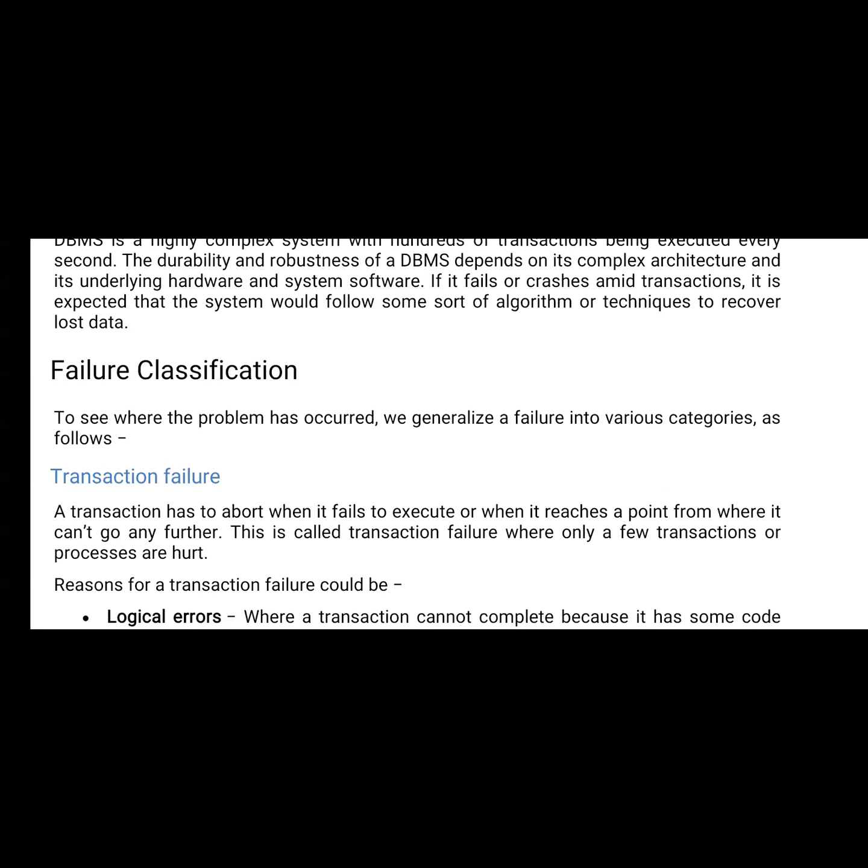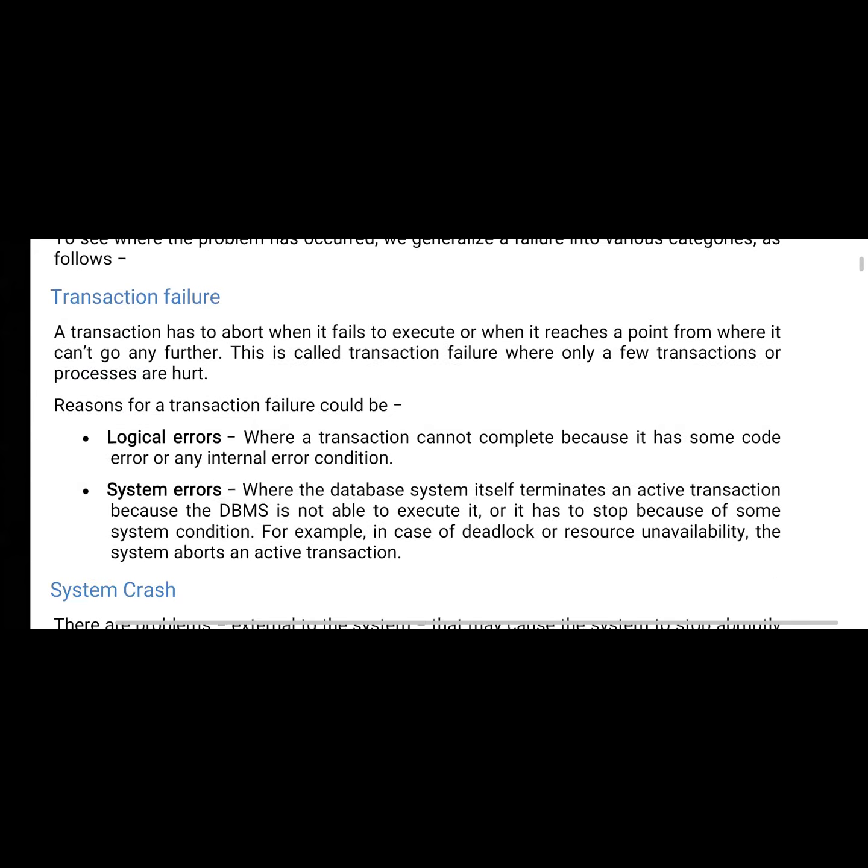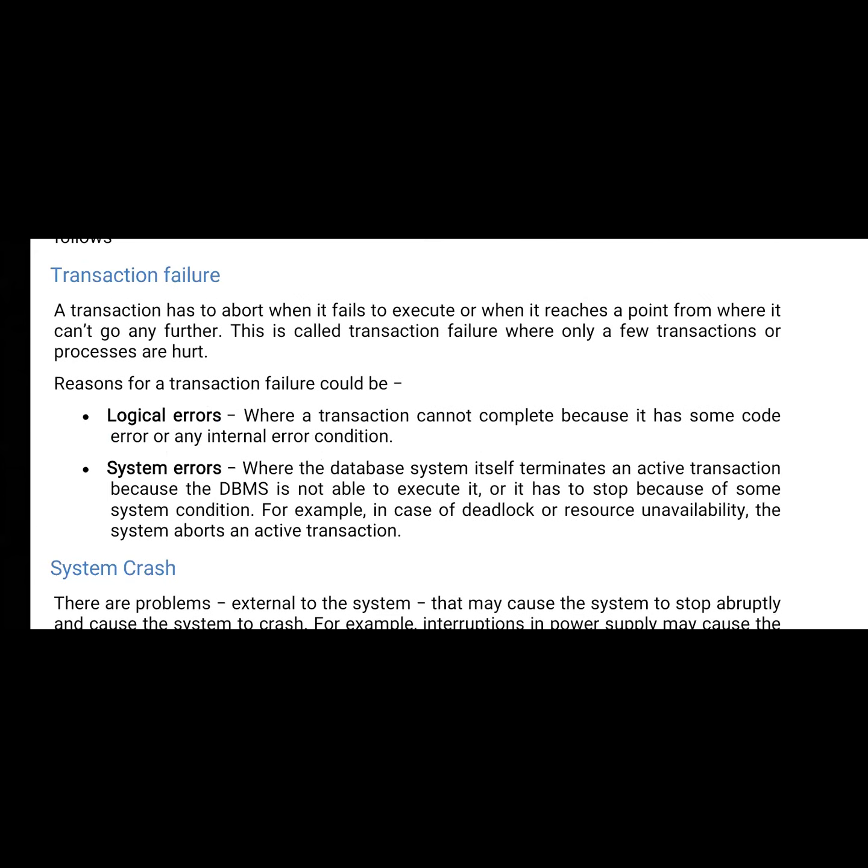To see where the problem has occurred, we generalize failure into various categories as follows. The first one is transaction failure. We also know about this. So what are the states of a transaction actually? Active, partially completed, failed, and the aborted state. We also know about this.